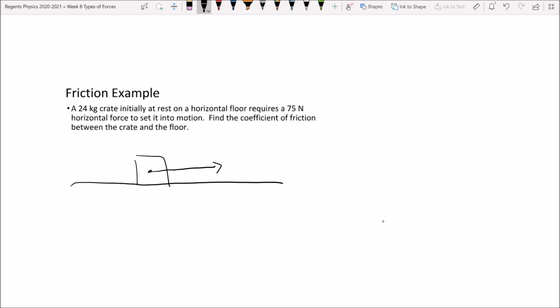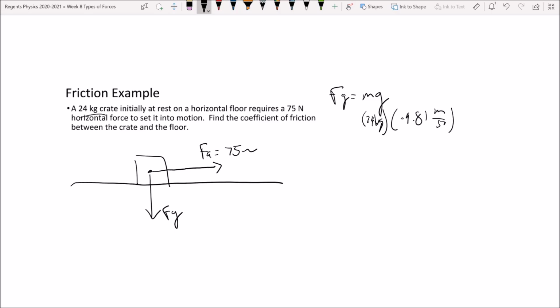I have to apply a force. So I'm going to put my applied force as 75 newtons. And there's a force of gravity, I should say that. I can determine the force of gravity. Fg is just m times g. So that's 24 kilograms times negative 9.81 meters per second squared.